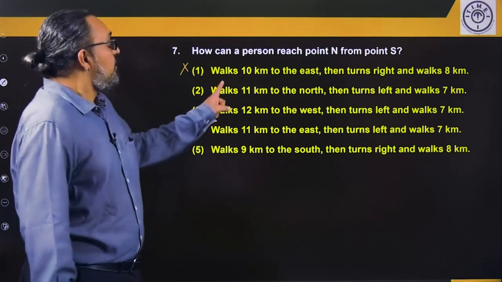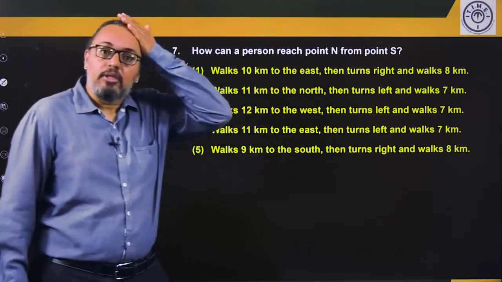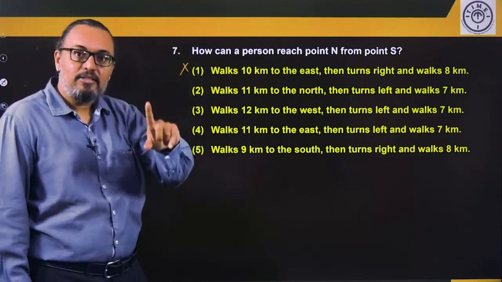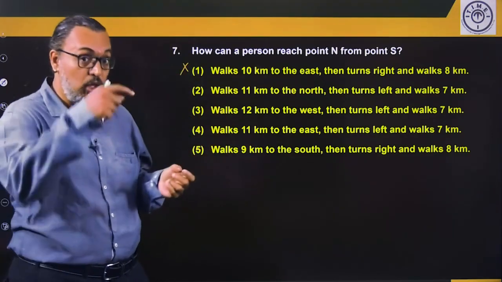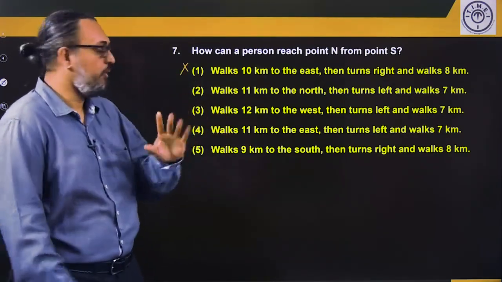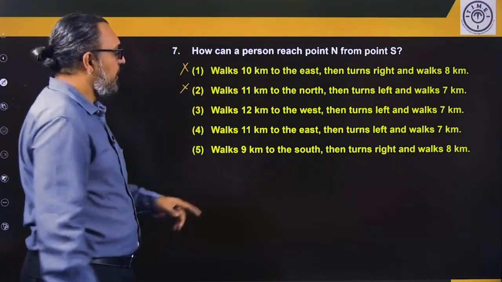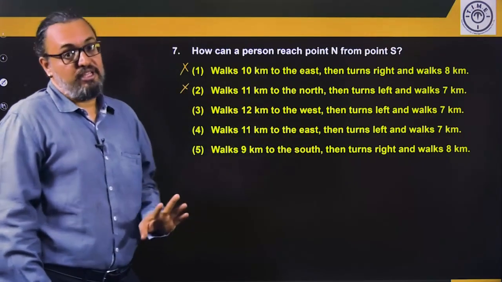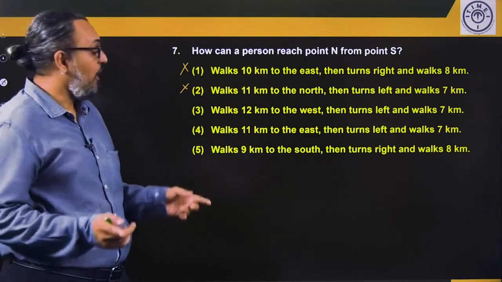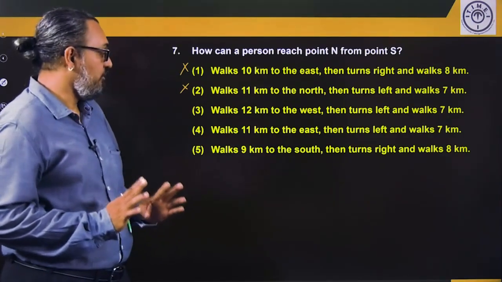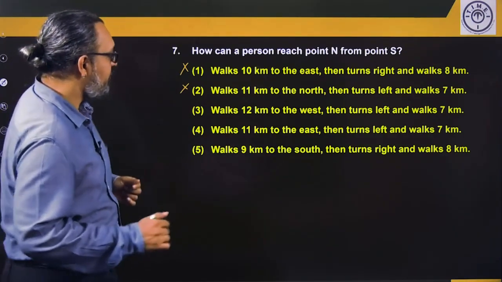Yeah. See, walks 11 kilometers north. No, I don't want north. So, it is either south or west. South 7 kilometers, west 11 kilometers. So, this is not correct. Now, he walks 12 kilometers west. No, I don't want 12. I want 11 kilometers west. Okay.